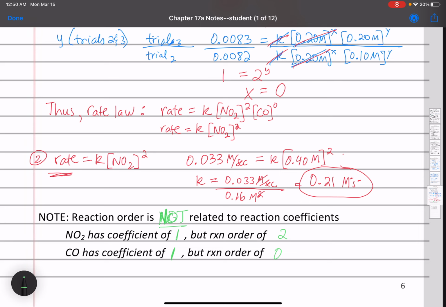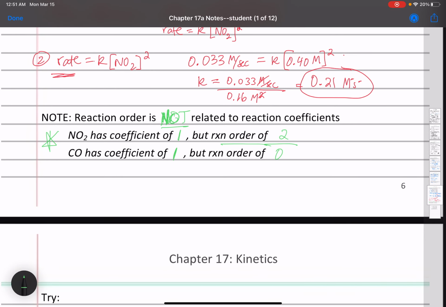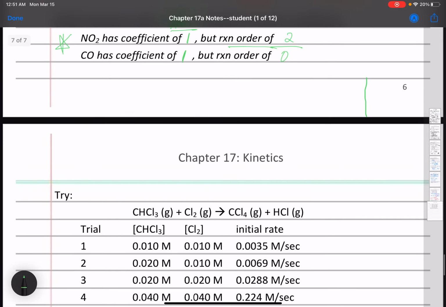So the coefficient is not the same thing as the reaction order. The reaction order must be solved using experimental data. When we're talking about rate expressions, that first part, we're talking about the rate of depletion of thing A versus the rate of appearance of product B. That is related to stoichiometry. But the rate law, when we're trying to determine the effect of concentration on the rate of the reaction in terms of reaction order, is not related to the coefficients, okay?